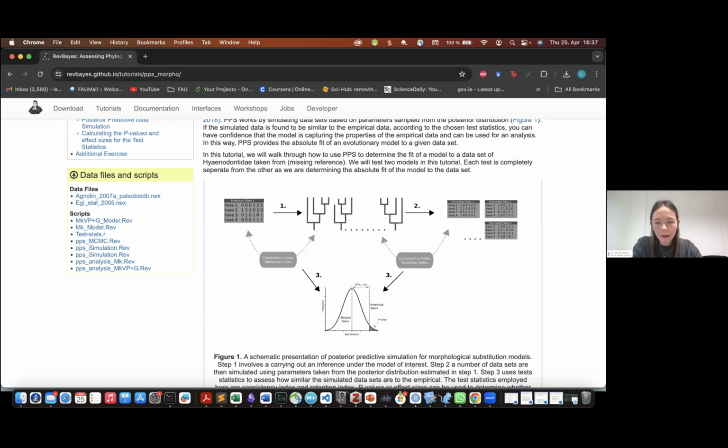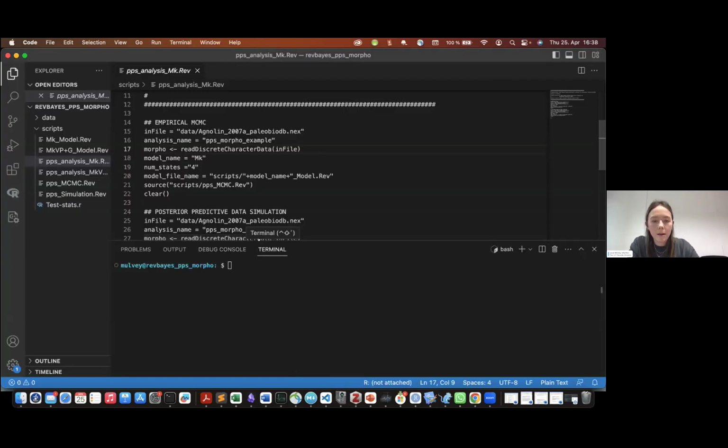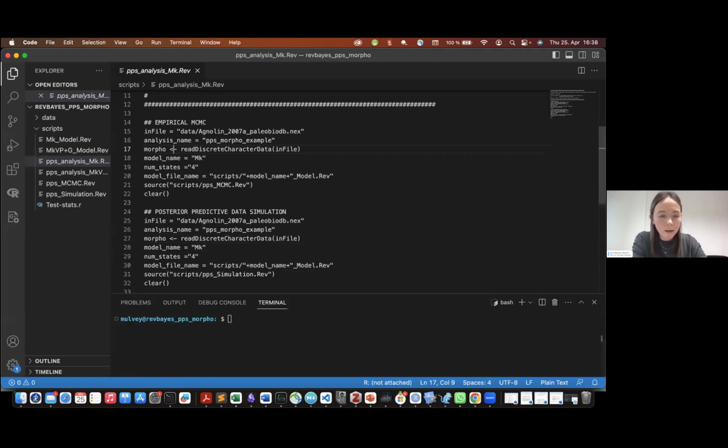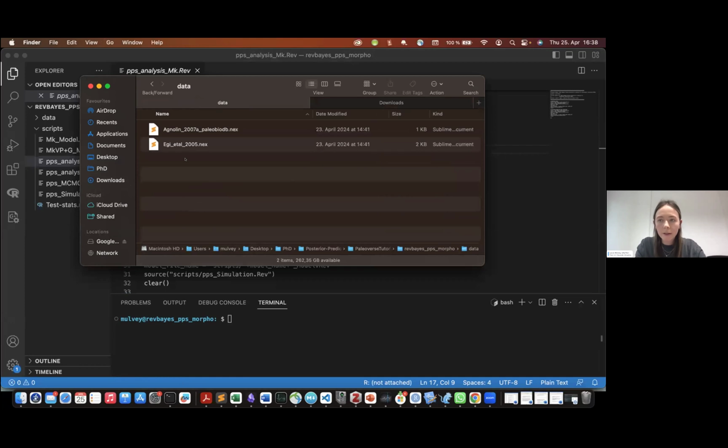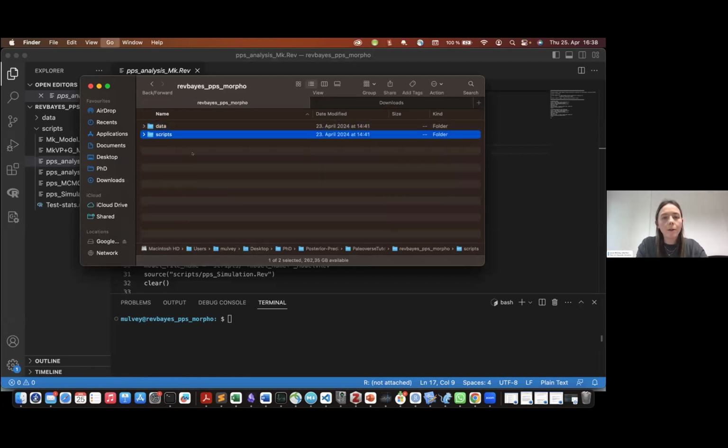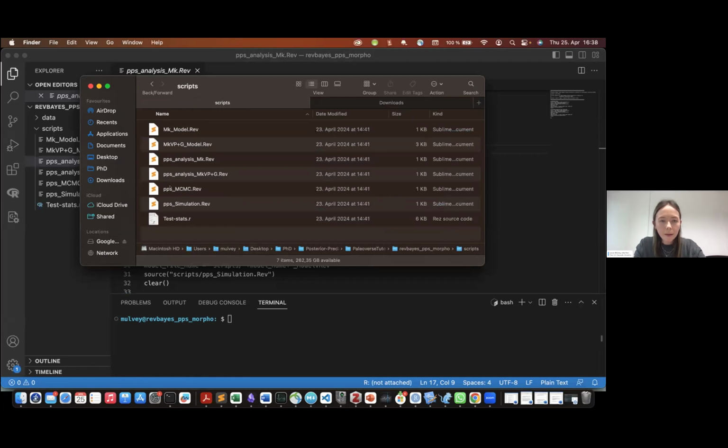When you download that folder, you'll end up with a data and a scripts directory. Your data is two morphological matrices that you can play around with, and you'll have two starting scripts. One runs the analysis with an MKVP model, an MK model that accounts for ascertainment bias, is partitioned and allows for gamma. The other is just an MK model. You can switch these out and play around with them as you want, but these are the two scripts to get you started.